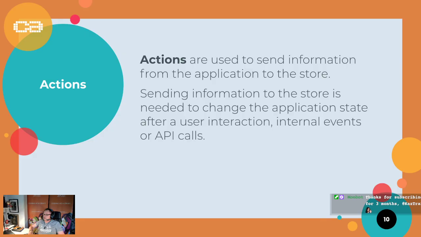But let's take a look at what actions are again. Actions are used to send information from your application, from your user interface, to the store. And sending that information to the store is needed to change the application state after, as I mentioned before, either a user interaction, an internal event that has been triggered, or the application receiving some new data from an API call, networking, whatever, right?